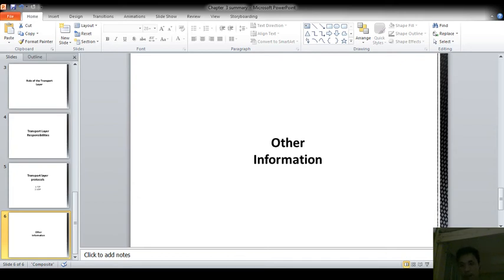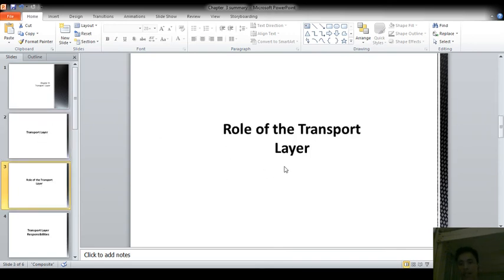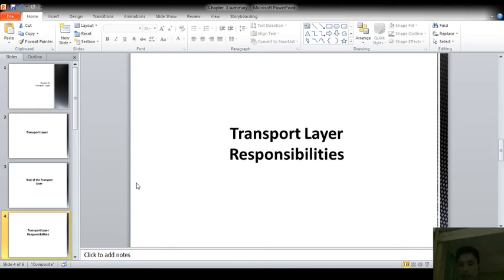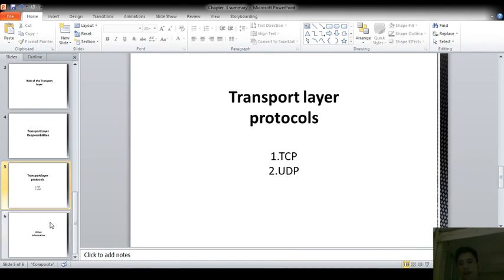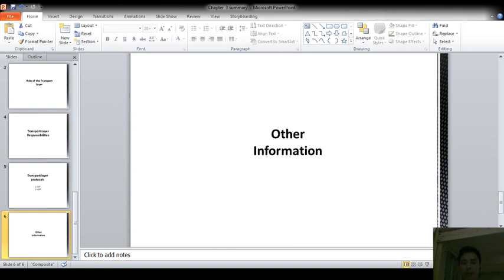So take note that it is important to remember that the other layers all play a part in data network communication and influence its performance. That's it for today's video. We talked about the transport layer and the role and responsibility of the transport layer. We also tackled the transport layer protocols, which are the TCP and the UDP. The TCP is more reliable than the UDP, so take note of that.